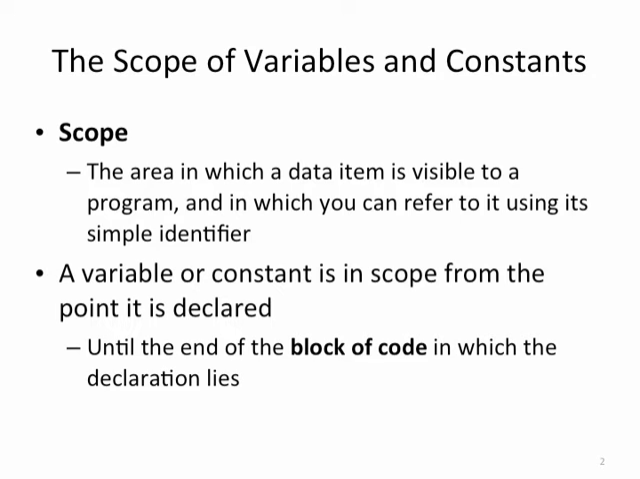So in general, scope is from the point where you declare the variable until the end of the code block in which it is declared. So from where you declare it until you reach the first close curly brace. And scope is the same for variables or constants. It's within the block of code in which it is declared.